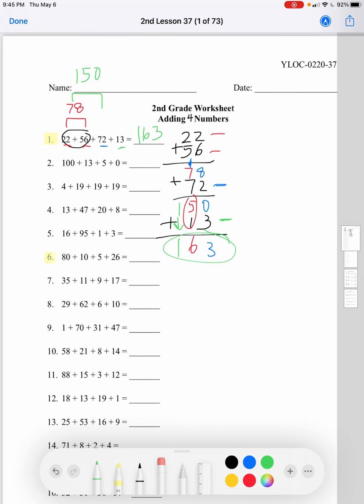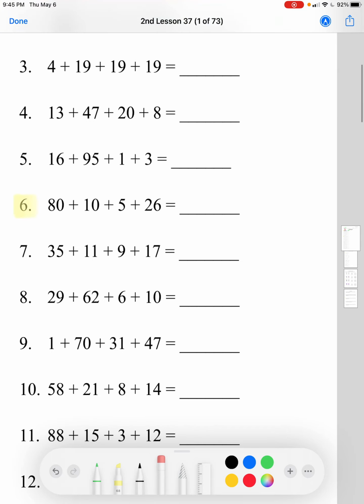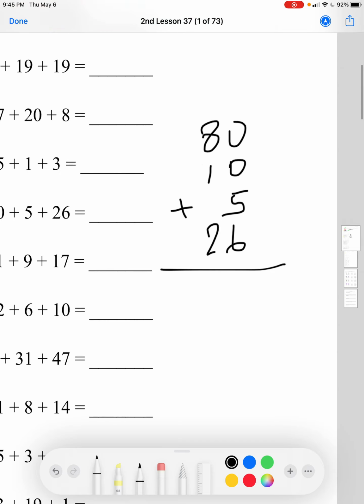Let's try number 6 now. Let's try adding all these numbers up together at once. Now let's look at the ones place. Right here we have 0 plus 5 plus 6. And we can just ignore the zeros. 5 plus 6 we know is 11.